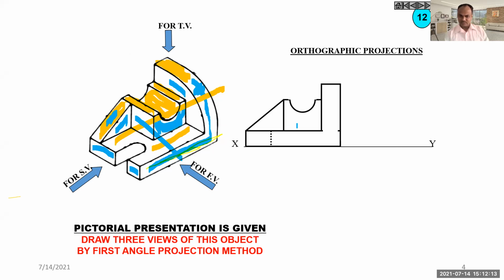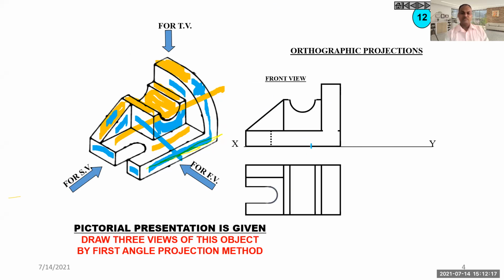Only these parts which are visible are shown here. In case of the top view, this complete rectangular portion, this is semicircular, but it is shown by a rectangle with the help of two edge lines, and this portion is shown.